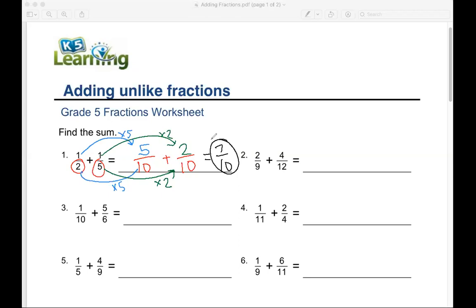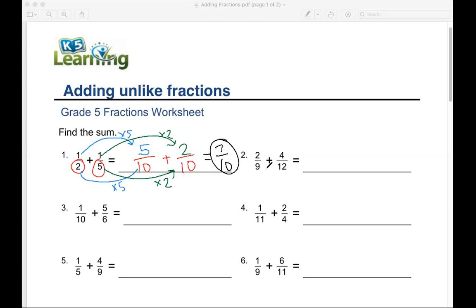And that is going to be the final answer for today on this type of problem, okay? It's a proper fraction. The numerator is smaller than the denominator. The numerator and denominator do not have any factors in common, so I can't reduce or simplify it anymore. It's done.